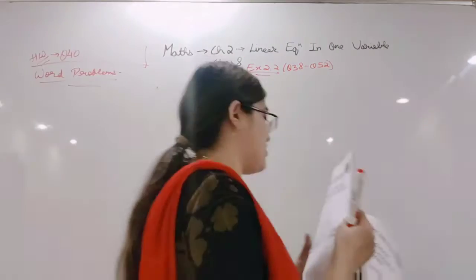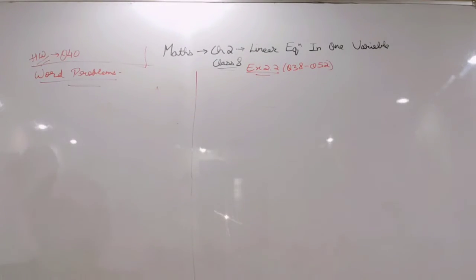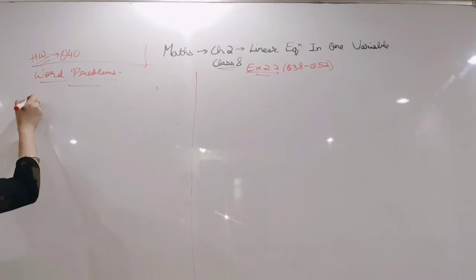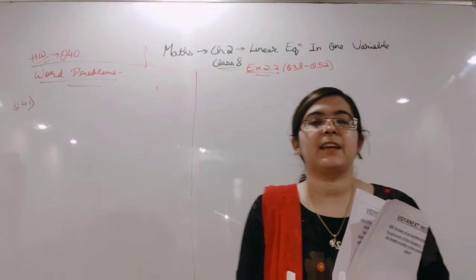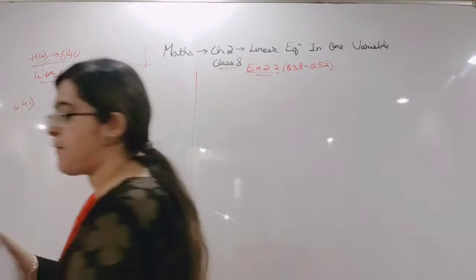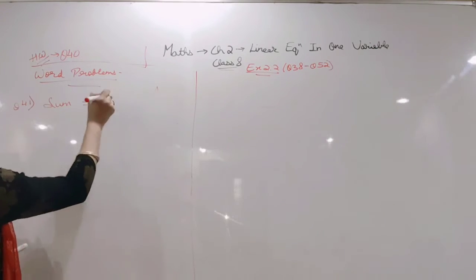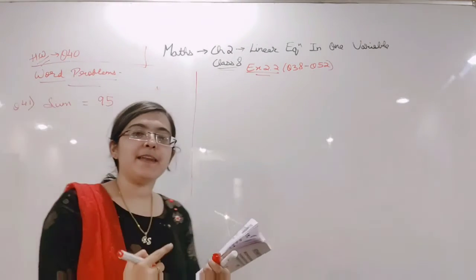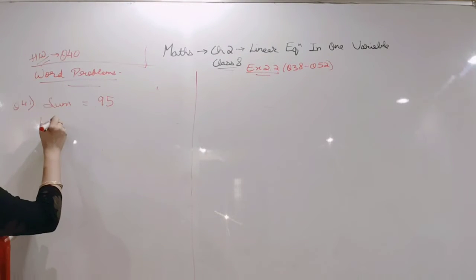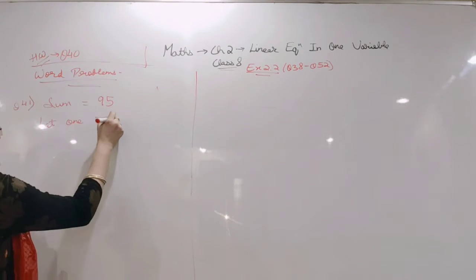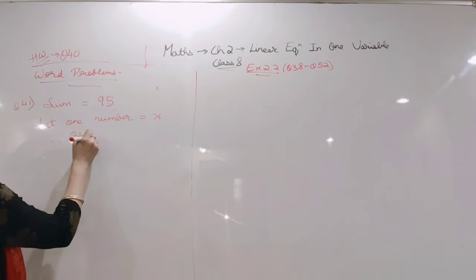Now students, see question 41. Read question 41. It is saying that the sum of two numbers is 95. Whenever two numbers are given, you have to write that the sum of two numbers is 95. And it is saying one number exceeds the other by 15. So what we will write? Let one number be x. Therefore, what will be the other number?